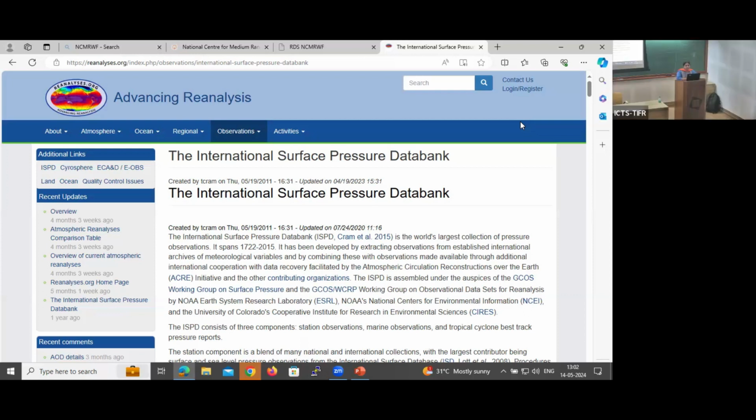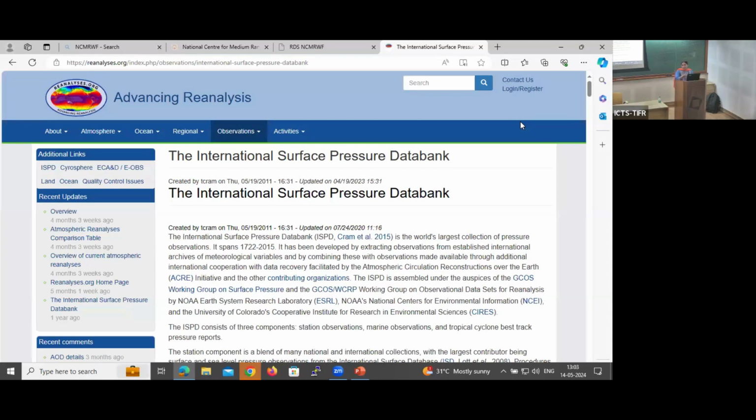Short-term forecast, if I tell in terms of the NCMRWF scenario, we are running a 6-hourly assimilation cycle. So 0, 6, 12 and 18. If we want to start the assimilation at 0 UTC, we need one background field. You can use the climatology also, but the climatology may not be correct.